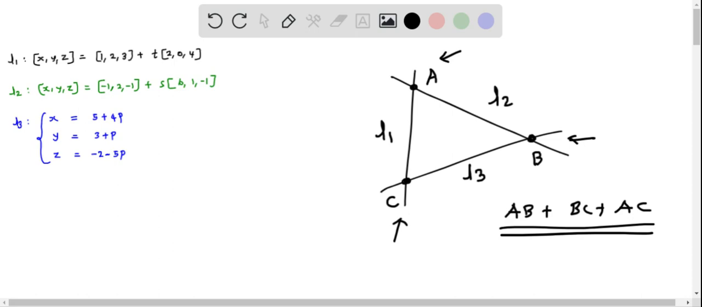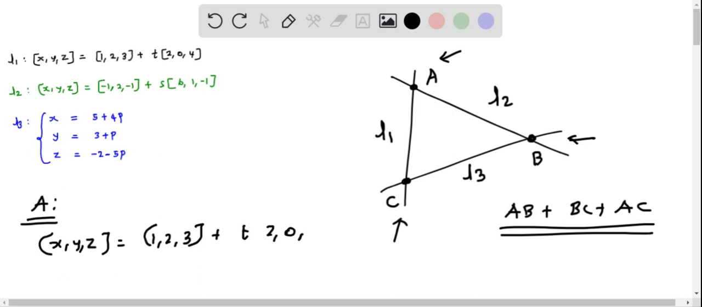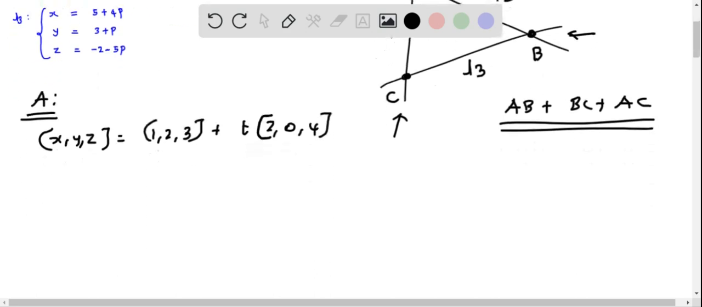So let's see how to find the intersection point A. For this, we have to consider the lines L1 and L2. I'm going to first write down the parametric equations of lines L1 and L2. First, let me copy line 1, that is x, y, z equals (1, 2, 3) plus t times (2, 0, 4). So this is line 1. I'm going to write down the parametric equation of line 1.